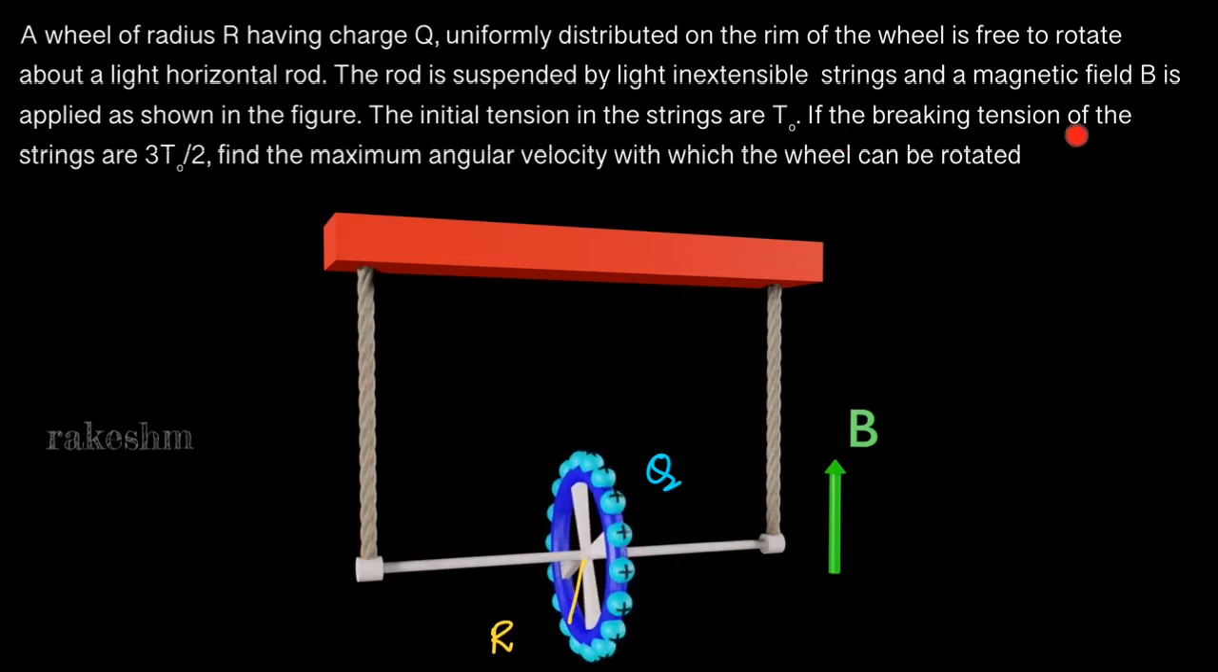If the breaking tension of the strings are 3 T0 by 2, which means if the tension in this exceeds 3 T0 by 2, it will break. So this string also, if the tension exceeds 3 T0 by 2, the string will break. Find the maximum angular velocity with which the wheel can be rotated. So with what maximum angular velocity can this wheel rotate so that the strings do not break?